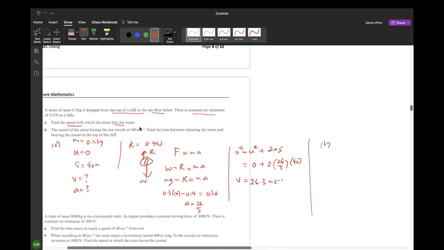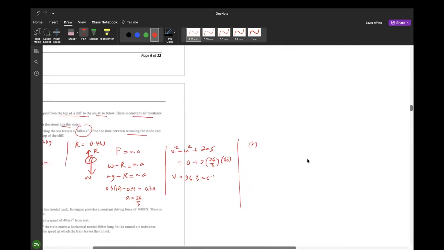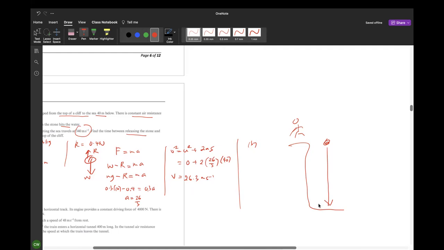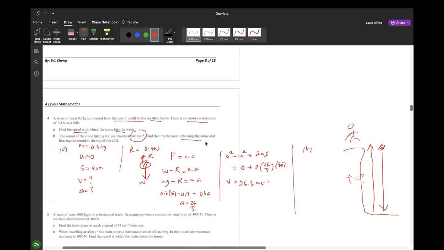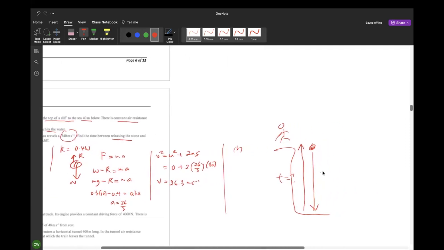Sound of the stone hitting the water travels at this speed. Find the time from release of the stone until you hear the sound. Where are you? You are on the top of the cliff. You are here. The stone goes down, hits the water. The water causes the sound to go up. How long does it take to go up? So we need to find the time interval. Release of the stone will take T1. Time going up will take T2. So what is the total time? T1 plus T2.